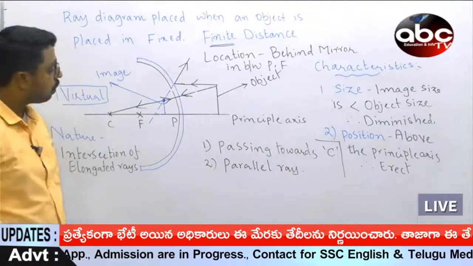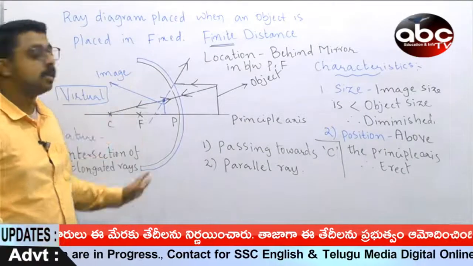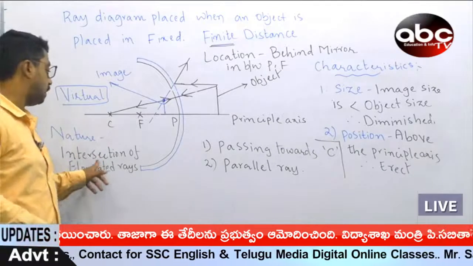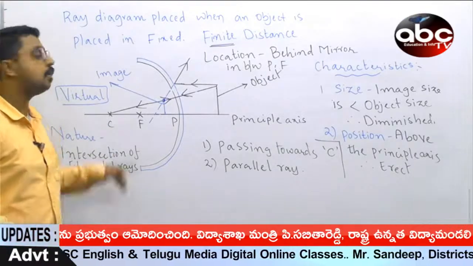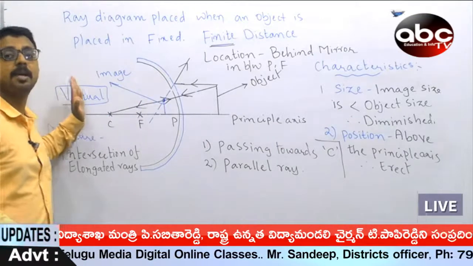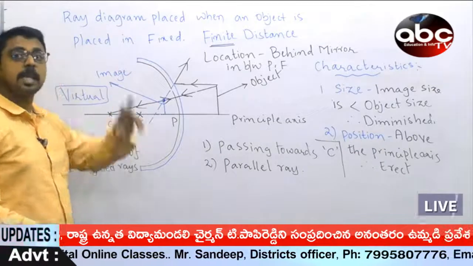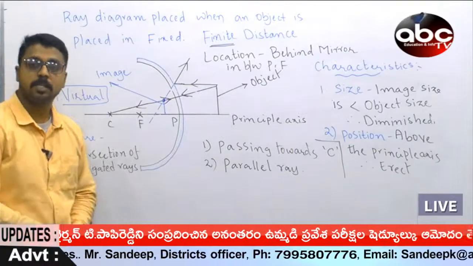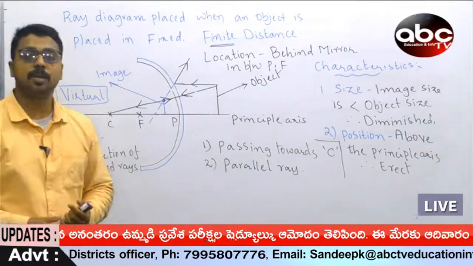Right? So what about position? Both are lying above the principal axis. Of course it is an erect image, and both are formed by the intersection of elongated rays. Therefore, what is the nature? Virtual. And both are lying behind the mirror. The first case is formed on the focus, the second case is formed in between pole and focus. With this we have completed the ray diagrams, which are useful for you also.